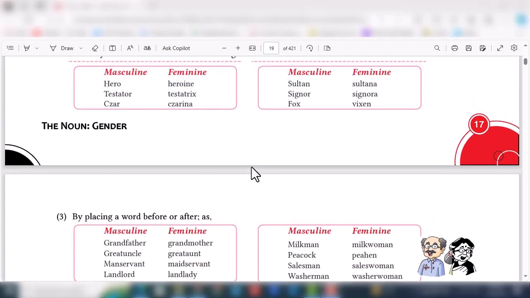And in this lecture we have learned how to form the masculine to feminine and what the four genders are.